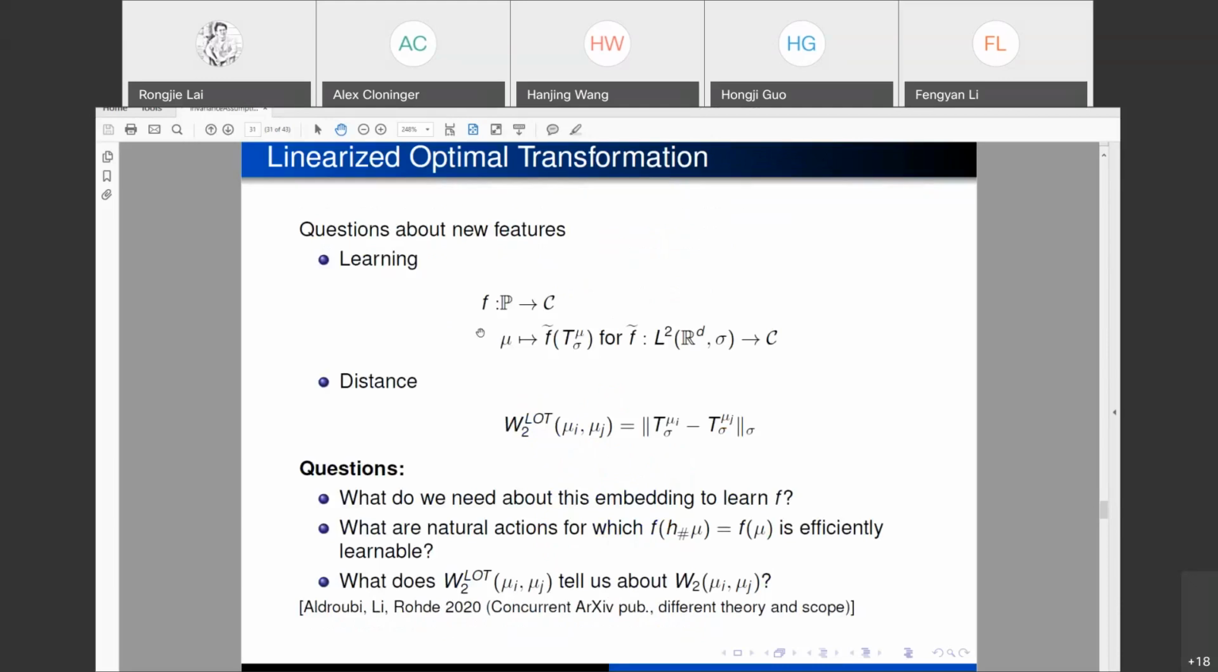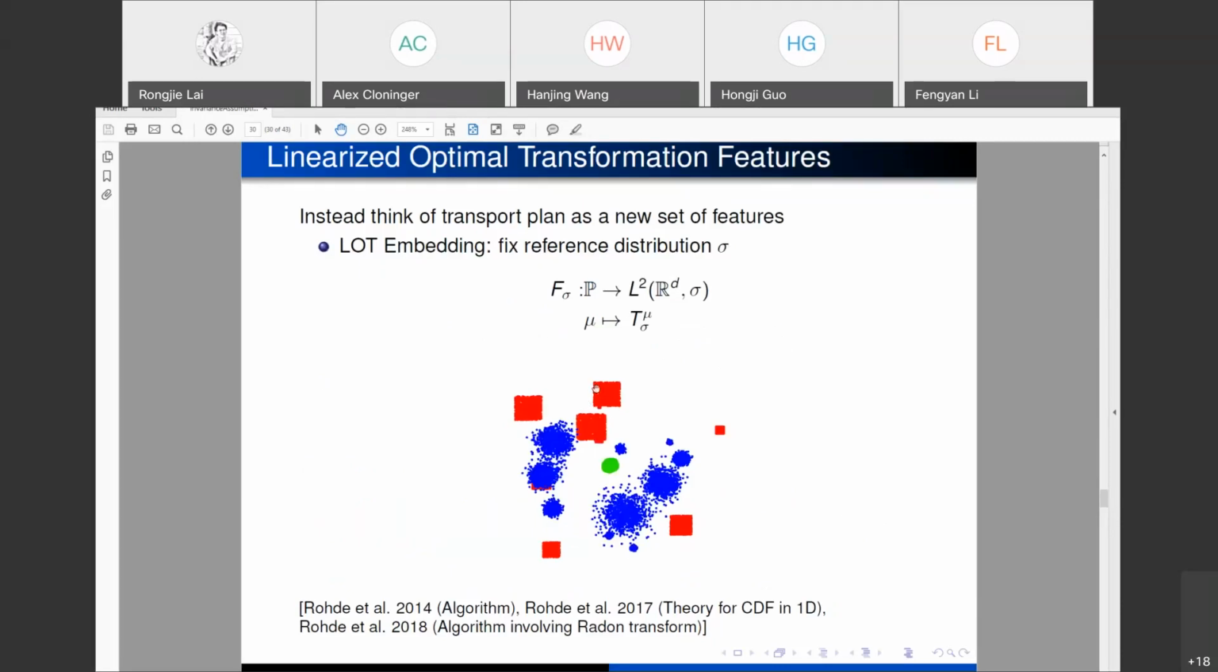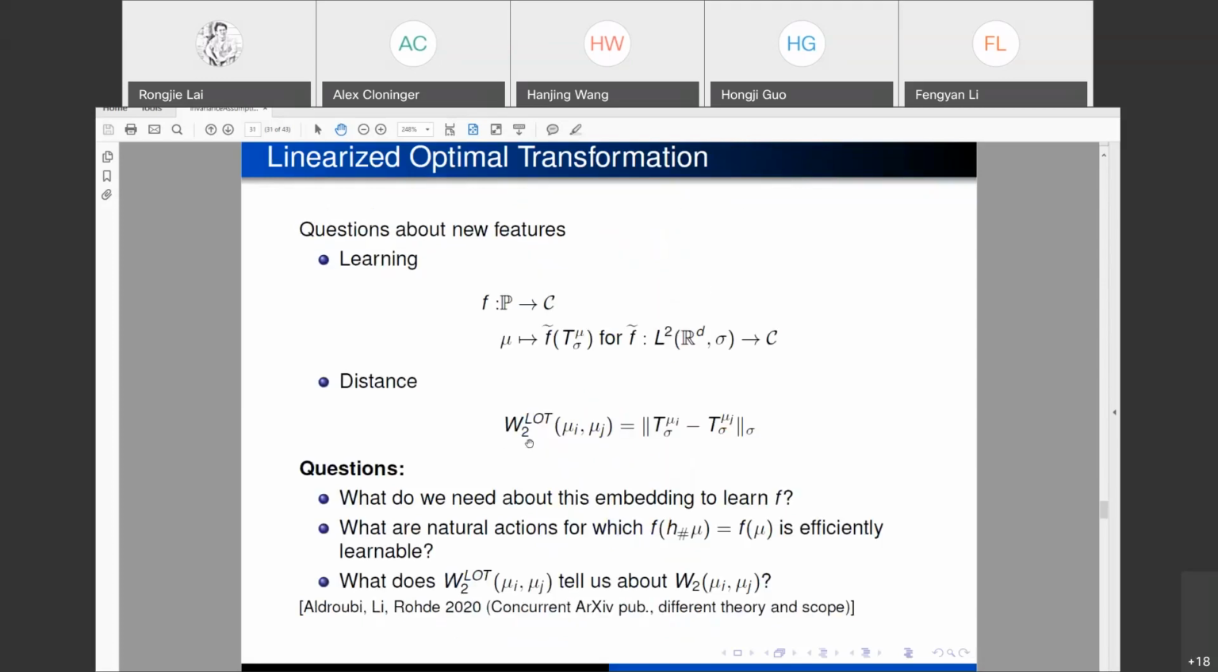And here, we can talk about learning, because now I am in L2 space. So what if I build a classifier in L2 space that takes in a transport plan and spits out a class label? Is there something about the transport plan from the red blob to the Gaussian that is uniquely different than the transport from the blue blob to the Gaussian? Similarly, we can define distances here. And there are a lot of questions. What do we need to know about this embedding? What are natural actions that will be efficiently learnable? So this is the invariance part. What am I going to know about this space so that I can figure out what types of functions are easy to learn and what types of classifiers are hard to learn?